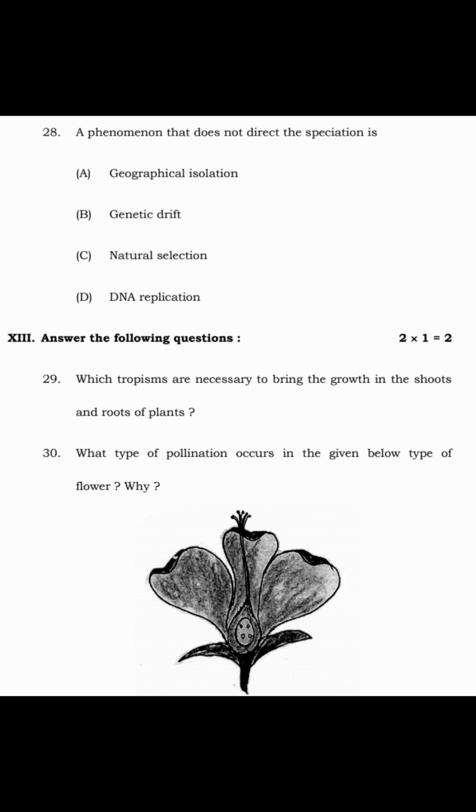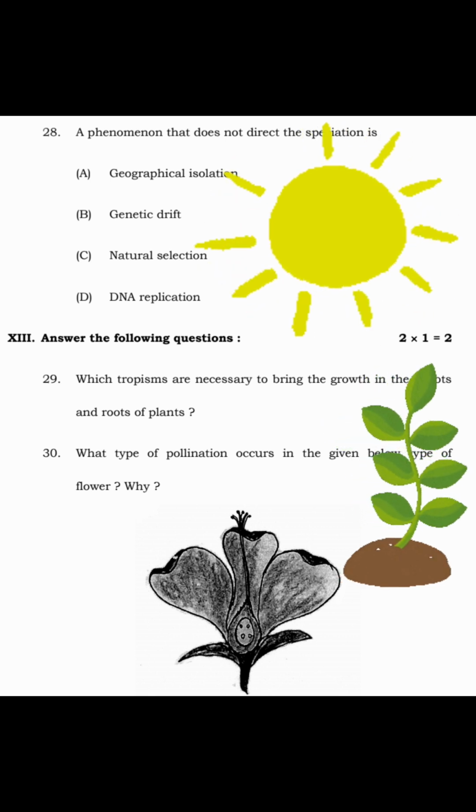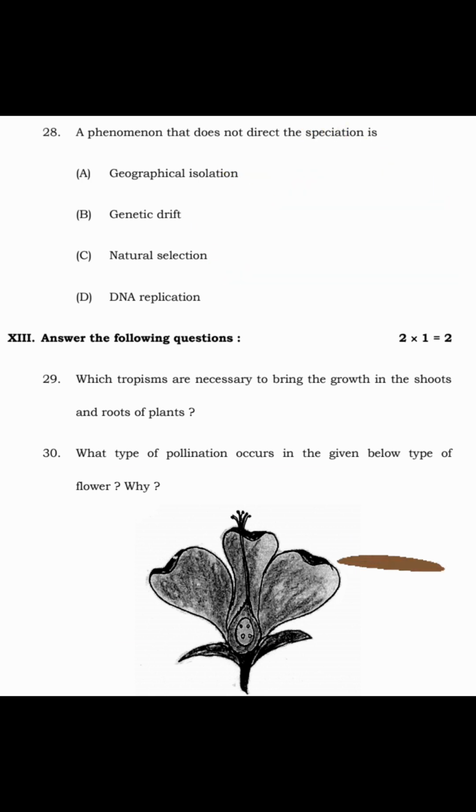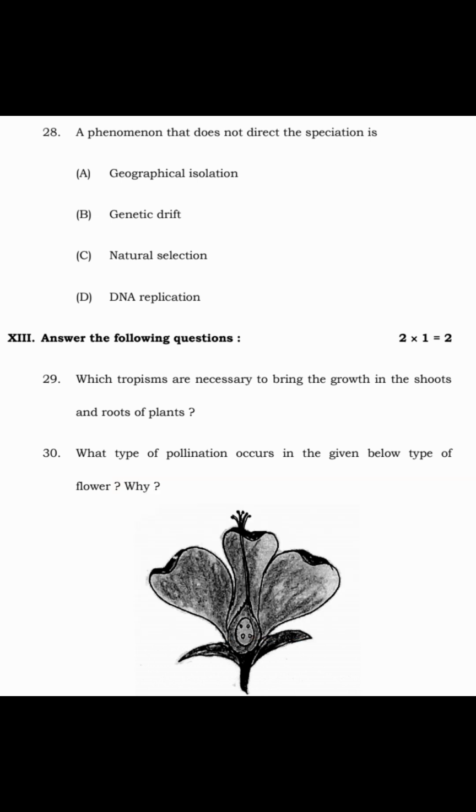13th main, answer the following questions. 1 mark questions. Two are there. 29th: which tropisms are necessary to bring about growth in shoots and roots of plants? For shoots, the tropism which helps is phototropism, and for roots of the plants, geotropism helps the roots to penetrate deeper. So phototropism and geotropism is the correct answer.